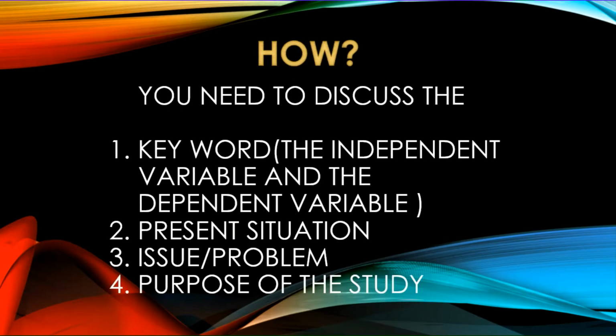Next question that is very essential to answer is how. How should you write an introduction? Number one, you need to discuss the keyword or keywords. That includes the independent variable and the dependent variable. Number two, you need to discuss also the present situation. Number three, the issue or the problem. And finally, the purpose of the study. Later on, I'm going to give you an example that shows you 1 up to 4.